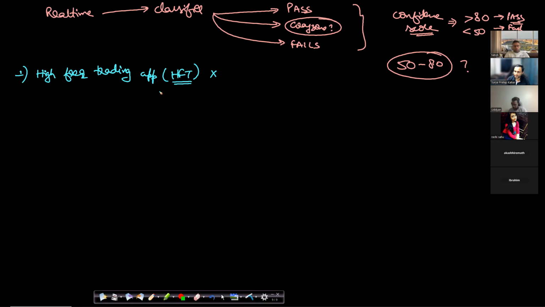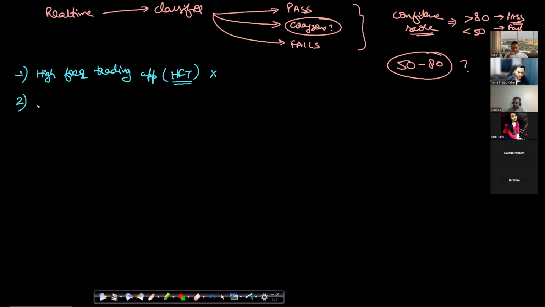But I'm telling you that if you are doing it for HFT, then your focus should be only on the ML model, not on the auditing part. Yes, you can still do auditing, but that should be a separate pipeline. It should not be in the pipeline of answering. The transaction should not be in that order.